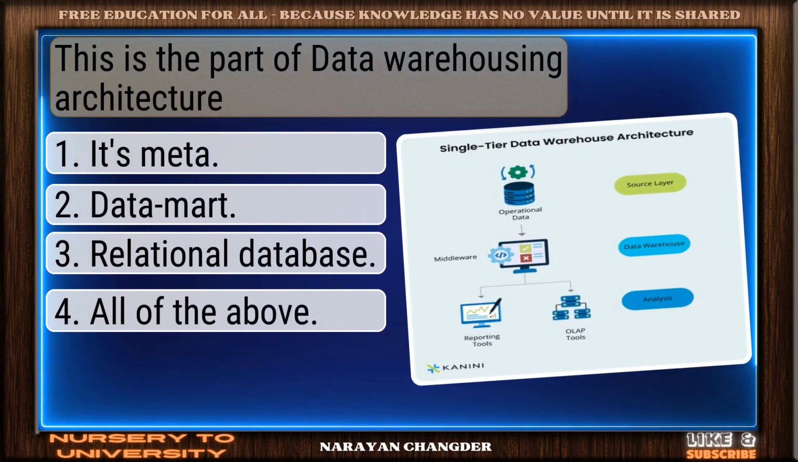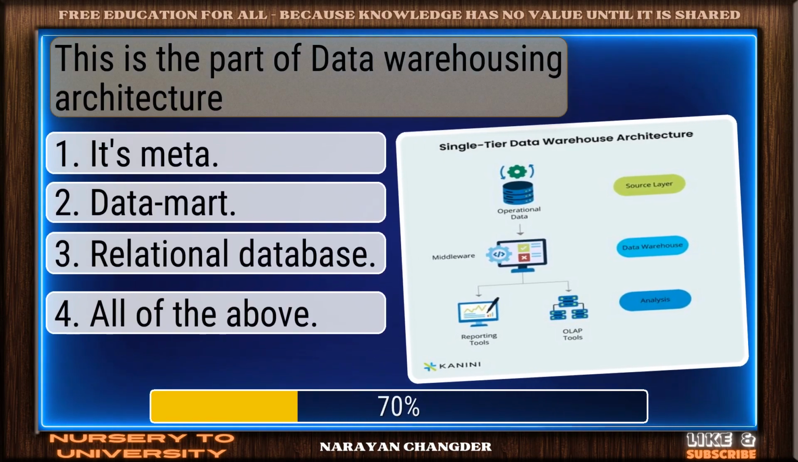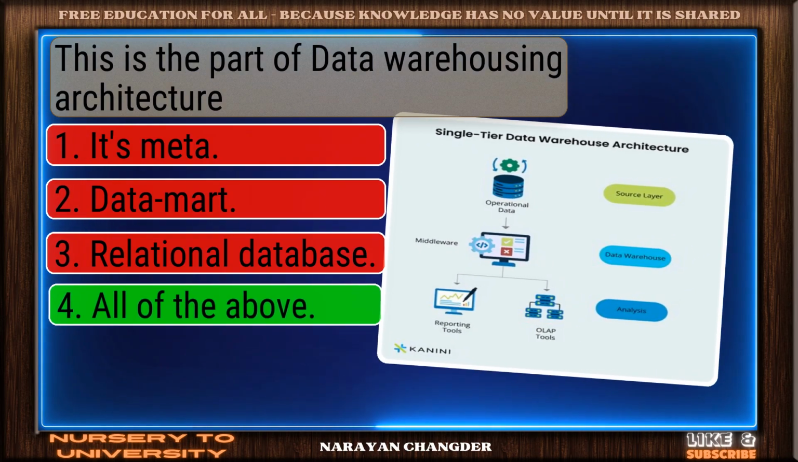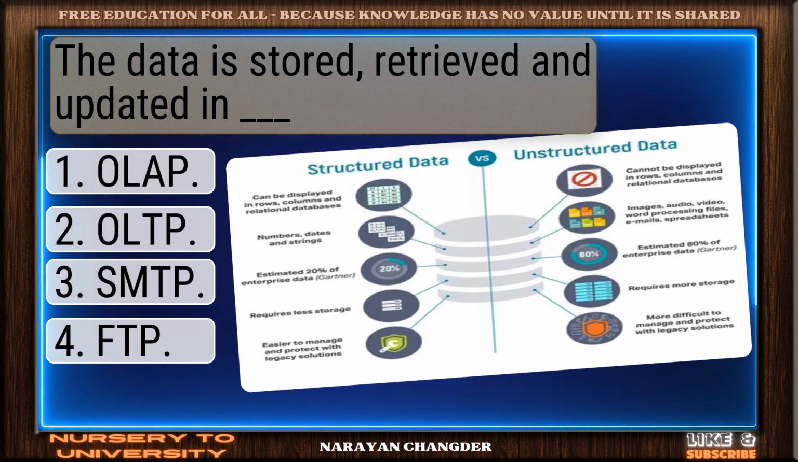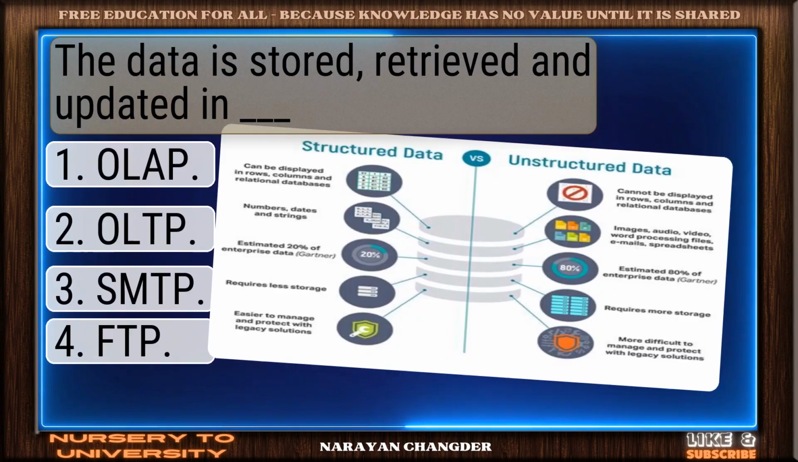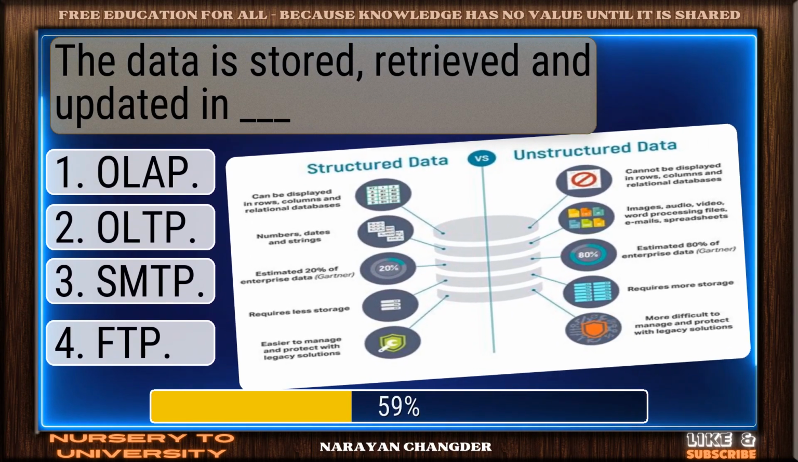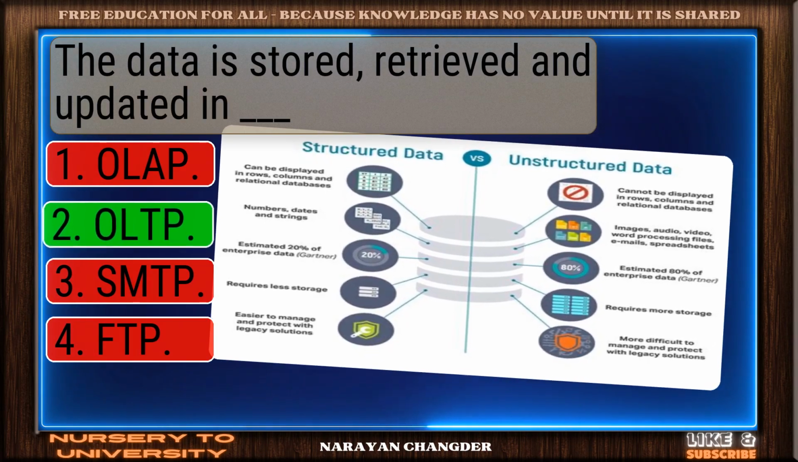Question number 27. This is the part of data warehousing architecture. Correct response. All of the above is the most accurate answer. Question number 28. The data is stored, retrieved, and updated in dash. Right again. DBMS is a valid answer.